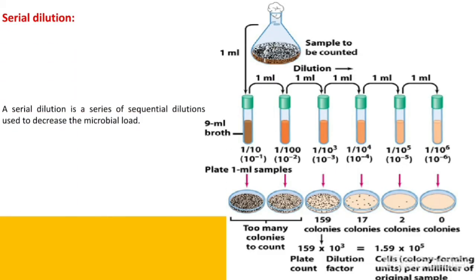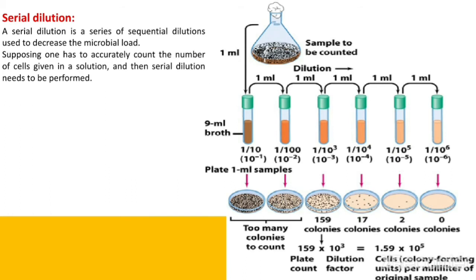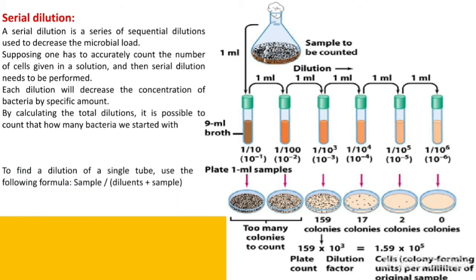The next method is the serial dilution method. Serial dilution is a series of sequential dilutions used to decrease the microbial load. Supposing one has to accurately count the number of cells in a solution, serial dilution needs to be performed. Each dilution will decrease the concentration of bacteria by a specific amount. By calculating the total dilutions, it is possible to count how many bacteria we started with.